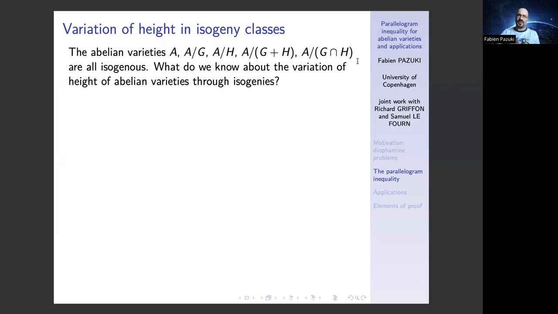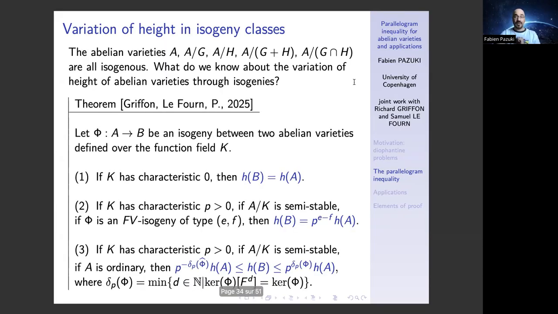So an isogeny is a surjective morphism with finite kernel. It respects the group law. So these are also very important morphisms in the study of abelian varieties, also for diophantine applications, in fact. So it's natural to ask about the variation of height for various problems. Okay, so what can we say? So this is what we can say. Okay, it's a bit of a bigger slide. So let me go through it. So same with Richard Griffon and Samuel Le Fourn. What we can prove is the following.